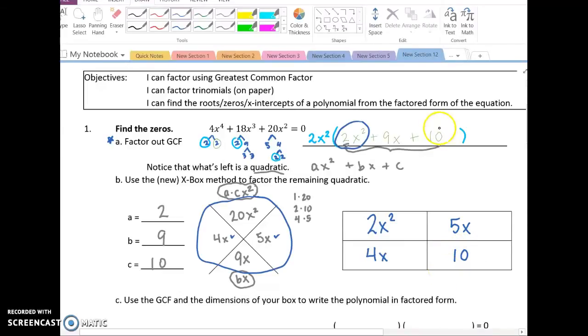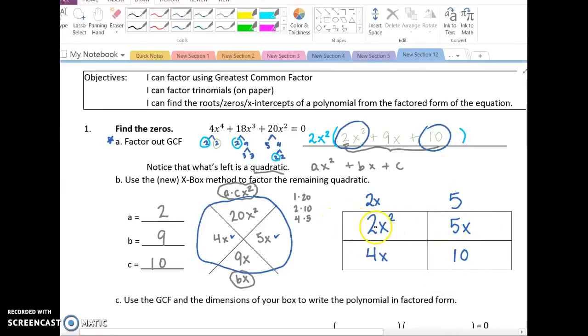Okay, so the 10 comes from our c value, and we've got ax squared in this corner of the box. Then what we want to do is write the dimensions of our box. For writing the dimensions of the box, we look for the GCF for every single column and every single row. So if I look at 2x squared and 4x, I can take a 2x out of both of those. And if I look at 5x and 10, their greatest common factor would be 5.